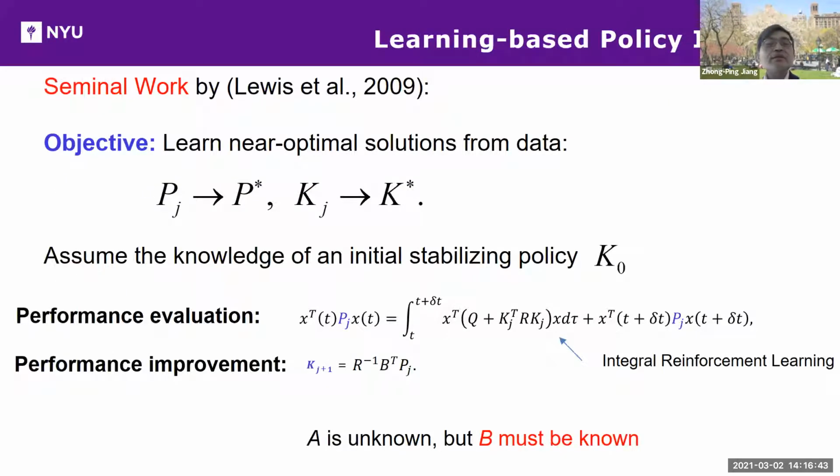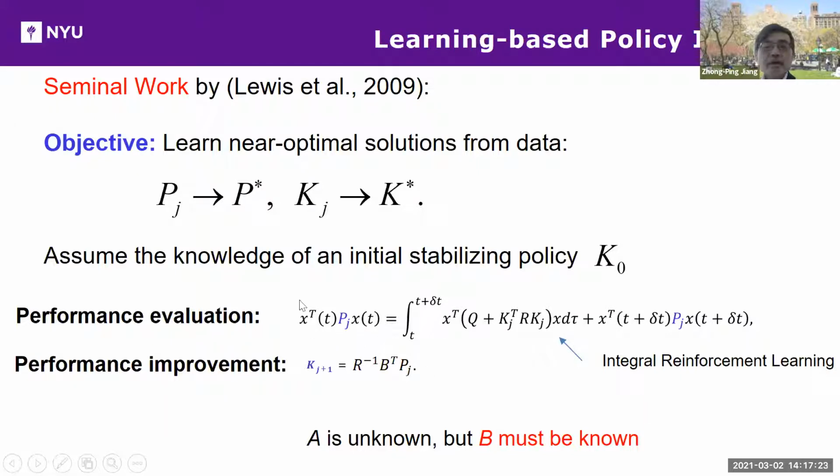Let's review the seminal work by Frank Lewis in 2009, where he presented his pioneering work on data-driven control. His idea is that you have to assume you have initial knowledge of a so-called stabilizing policy. Then you apply the policy and collect the data. Then you can evaluate this policy through a performance evaluation step. You have to solve this equation, called the integral reinforcement learning equation, from data. It does not depend on the knowledge of A and B.